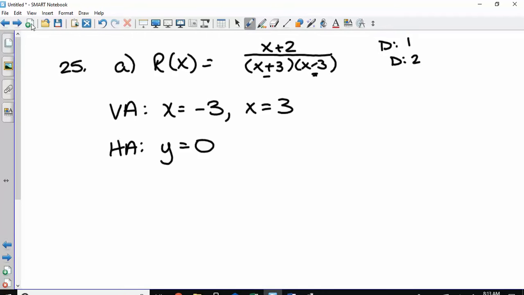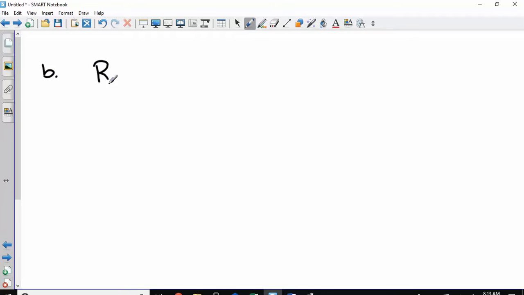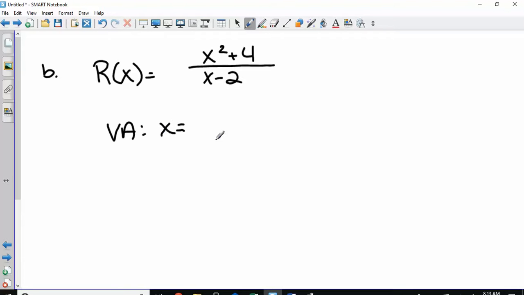So on B, vertical asymptote, x equals what makes the bottom 0? 2. Okay, horizontal or oblique, what's the degree of the top? 2. And the bottom? 1. So the top is 1 bigger, that means we have oblique. To find the oblique, we have to set up long division, but the good news is we don't have to do the whole thing. We just need a little bit of it.